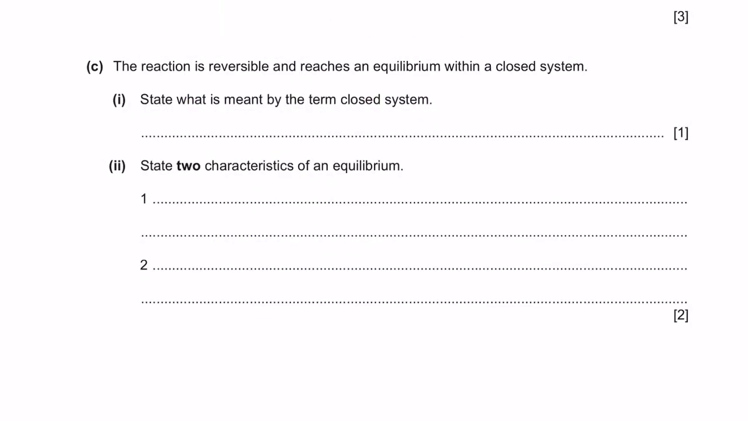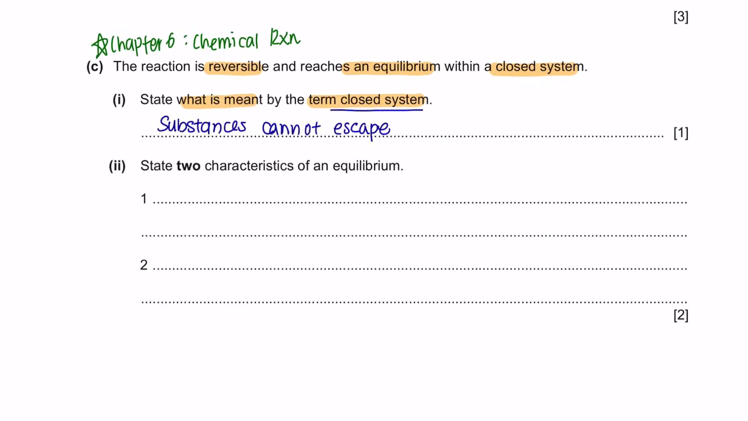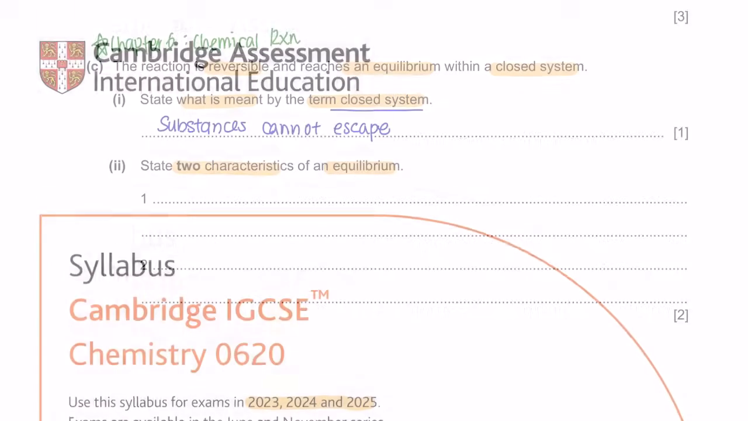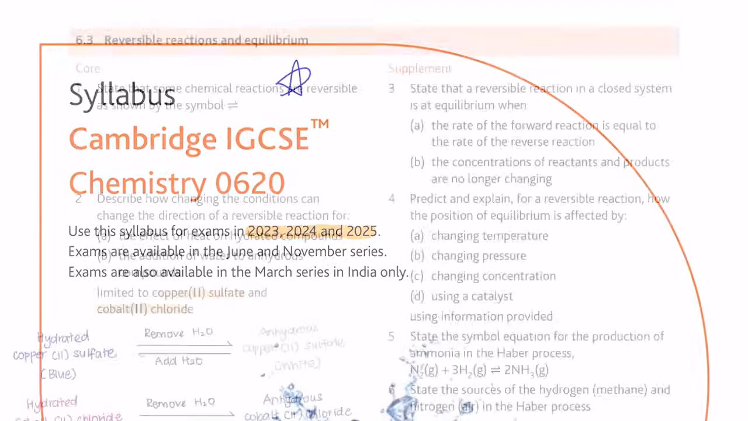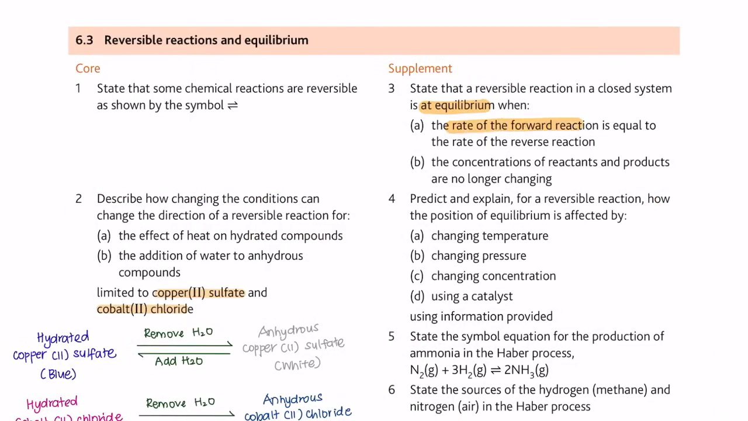Part C. The reaction is reversible and reaches an equilibrium within a closed system. Part 1. State what is meant by the term closed system. So this question here is from Chapter 6 Chemical Reaction. And you will learn in your syllabus that closed system means the compounds or substances in the system cannot escape out. Part 2. State 2 characteristics of an equilibrium. Remember that to help you answer questions like this, you can always refer to your course specification. At equilibrium, the rate of forward reaction is equal to the rate of reverse reaction, and the concentrations of reactants and products are no longer changing.